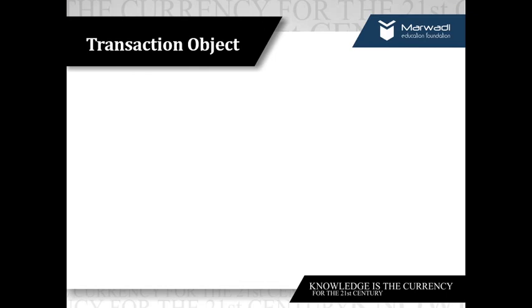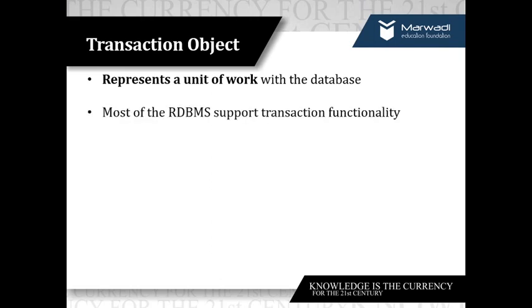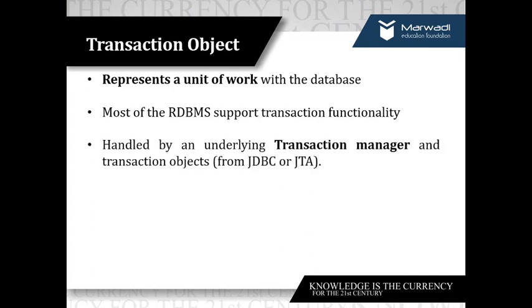Next comes the transaction object. What is a transaction? Logically speaking, it's a single unit of work within the database. Most RDBMS support transactional functionality nowadays, and it is handled by a transaction manager. In Hibernate, this transaction support is provided by the transaction manager and transaction objects from JDBC and JTA, that is, the Java Transaction API.